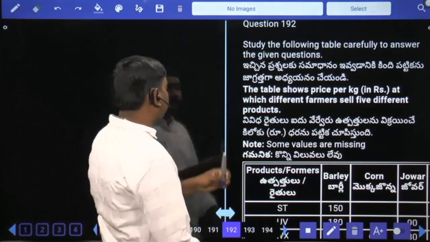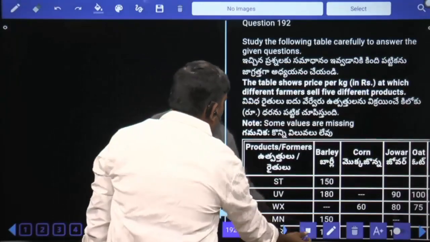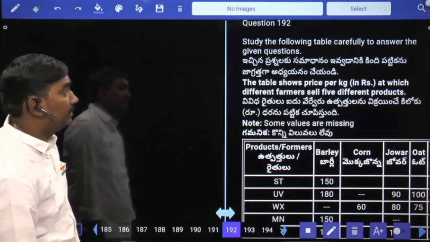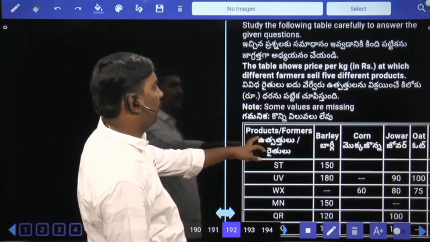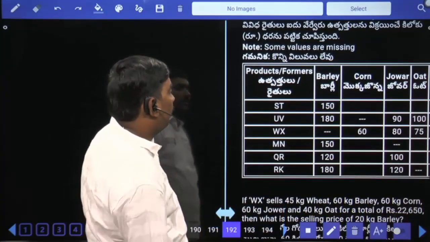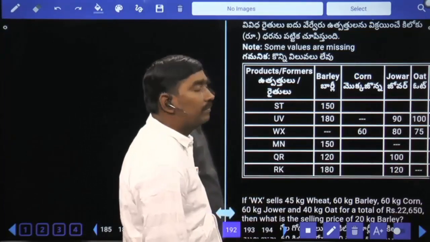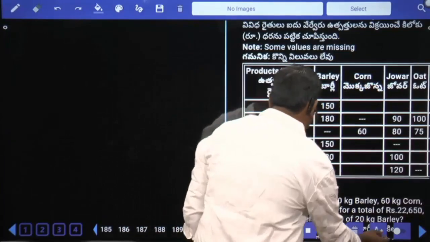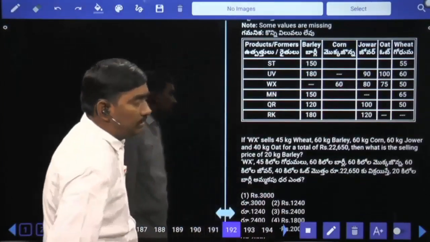Next. Study the following table carefully to answer the given questions. The table shows the price per kg at which different farmers sell 5 different products. Farmers are ST, UV, WX, MN, QR, RK. The 5 different products are barley, corn, jowar, oat, and wheat. These are the products.